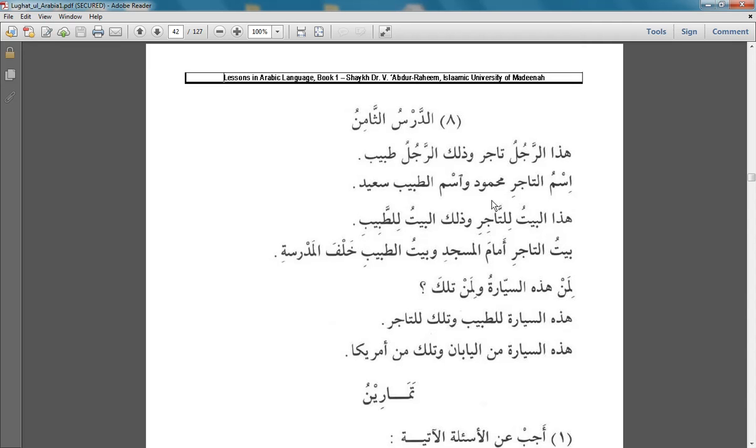اسم التاجر محمود واسم الطبيب سعيد. The trader's name is Mahmud. So the trader's name, this is the mubtada, and Mahmudun is the khabar.